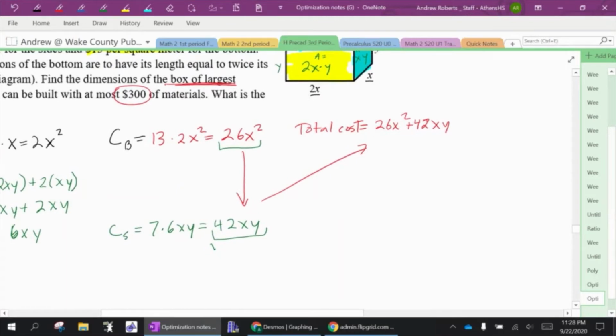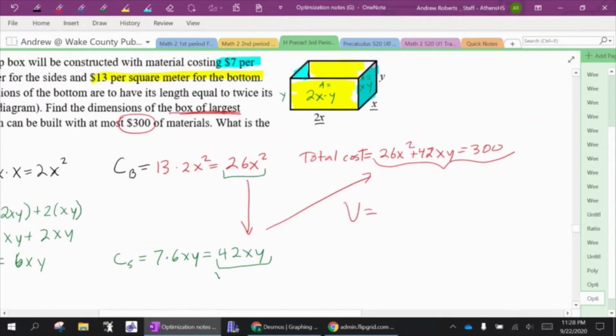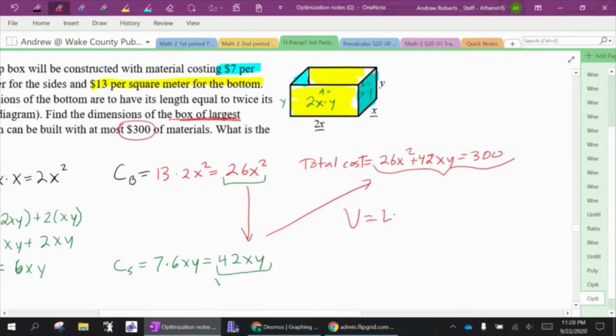And we know that that has to equal $300. So this is a big equation for us right there. That's a big equation. So we've got to combine that with our volume equation because we're trying to maximize volume. So volume is going to equal, well, in this case, it's length times width times height, which is 2x times x times y. So my volume is 2x squared y.